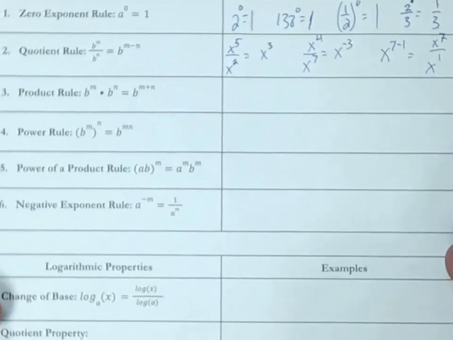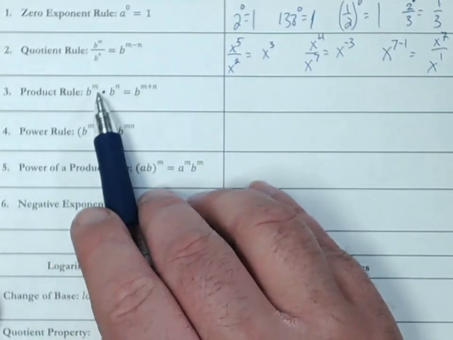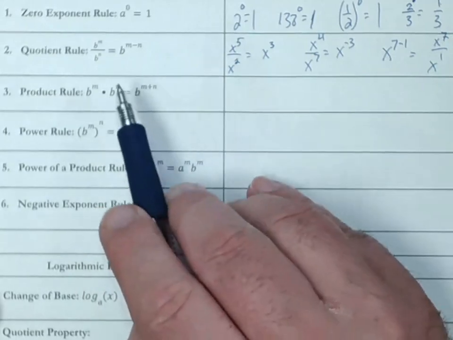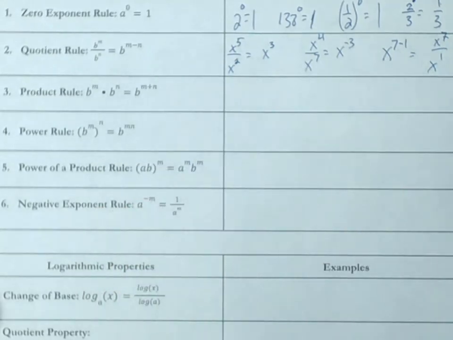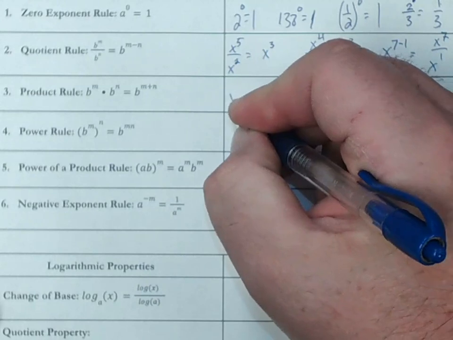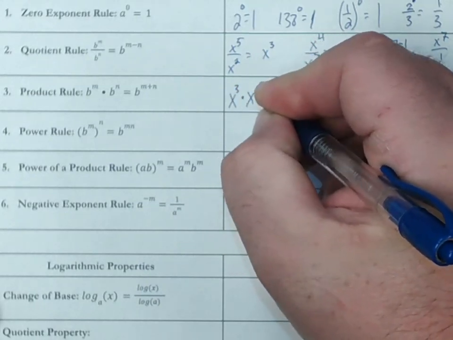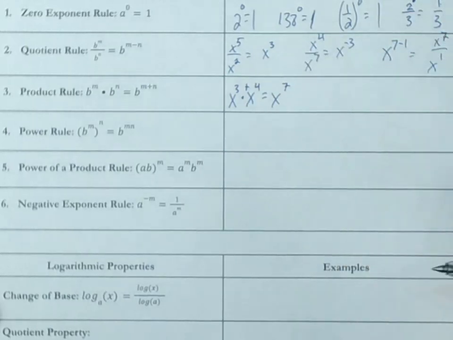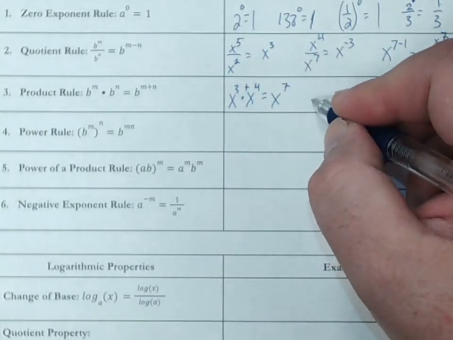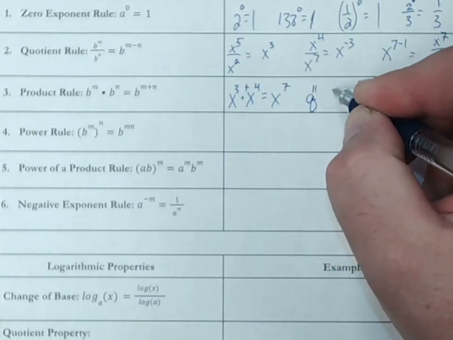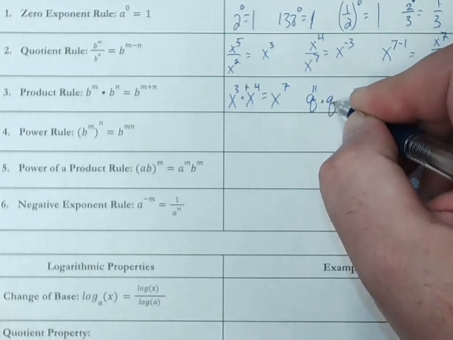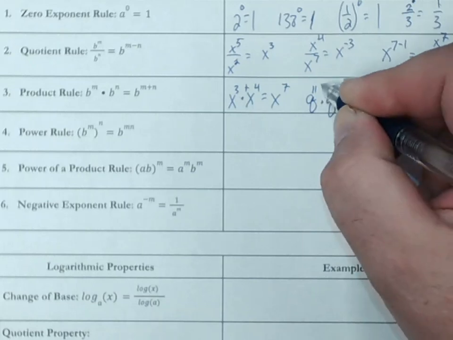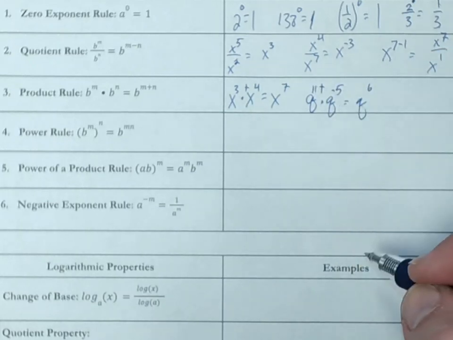The product rule is just the reverse of the quotient rule. This time, instead of dividing the two expressions with the base of b, we're multiplying them. So instead of subtracting the exponents, we will add them. So for example, x to the 3rd times x to the 4th would be x to the 7th. 3 plus 4 is 7. Okay? q to the 11th times q to the negative 5 would be q to the 6th, because 11 plus negative 5 is 6.